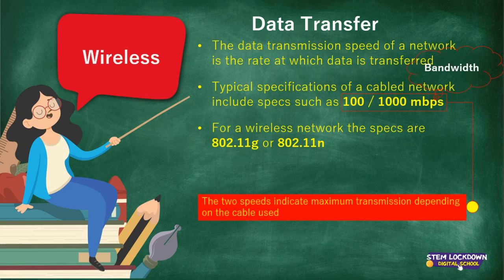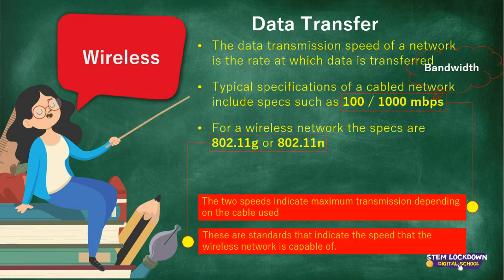All right. Then for wireless network, the specs are usually shown like that: 802.11g slash n or slash g and stuff like that. So these you will see even on the adverts for laptops, for example. This specification will be there just to tell you that these are the standards that indicate the speed that a wireless network is capable of. So your laptop would have such a specification.